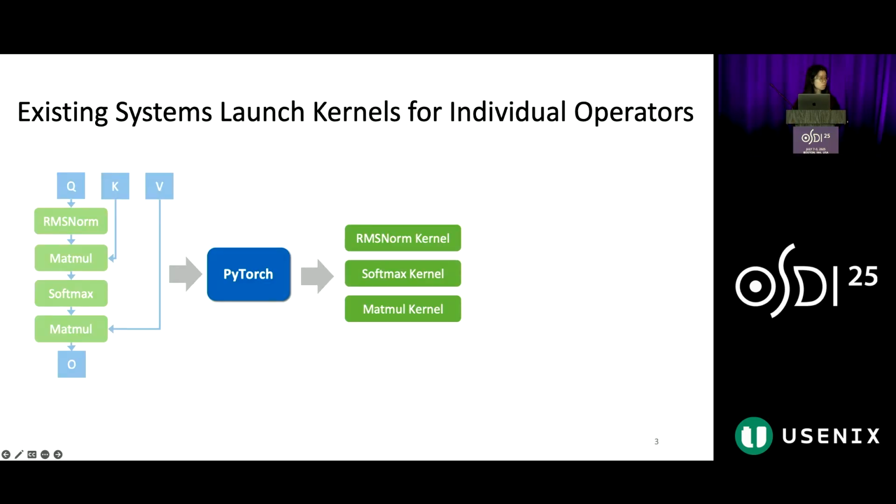In existing systems, they launch separate kernels for individual operators. In this example, this is a computation graph containing 4 operators: RMS norm, a matrix multiplication, a softmax, and another matrix multiplication. In order to execute this computation graph, existing frameworks such as PyTorch will launch separate kernels provided by the vendor libraries for each operator, such as the normalization kernel, the softmax kernel, and the matrix multiplication kernels.